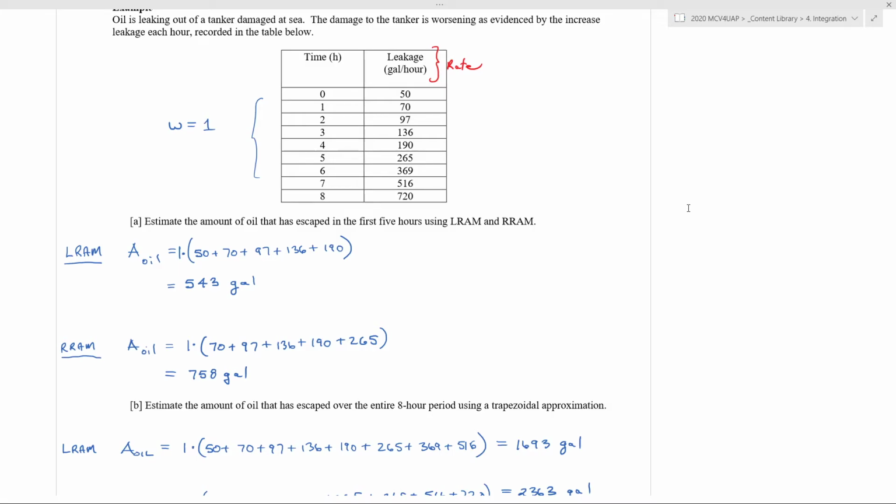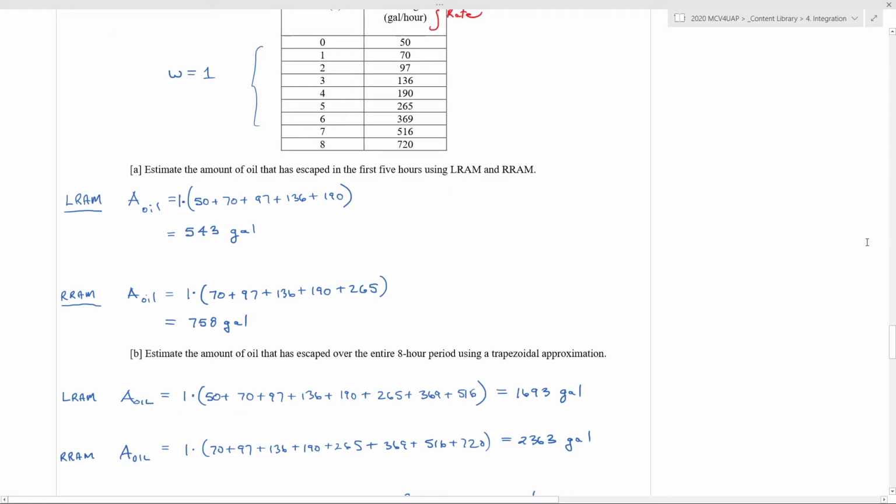Part B says estimate the amount of oil that has escaped over the entire 8-hour period using a trapezoidal approximation. So I cheated here. I found LRAM and RRAM. And the reason I did that is because all I have to do is find the average of those two numbers, and that will give me the trapezoidal approximation. So this is what I was referring to last class, is that if you're asked for a trapezoidal approximation, there's no reason why you couldn't do what I did.